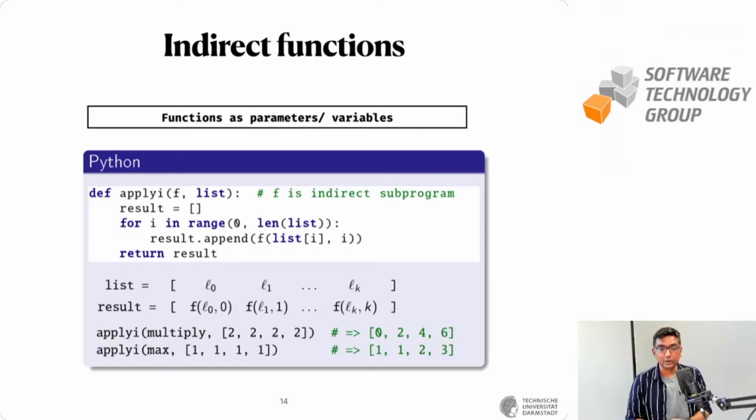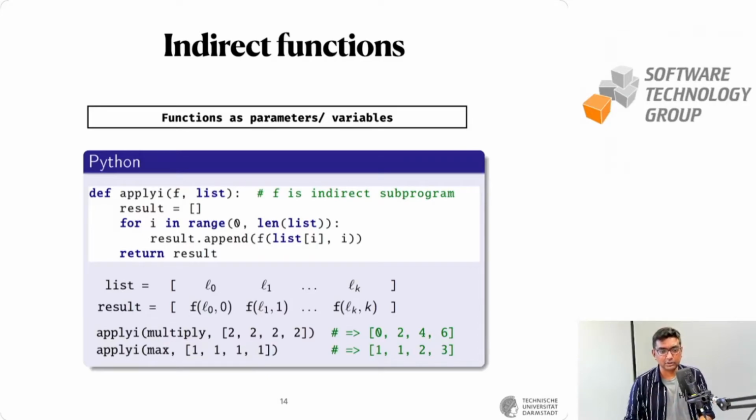and it iterates the length of list number of times, and for each iteration, it appends the execution of function f with 2 parameters, which is the value of list at i and then the offset i itself, and then it finally returns the result.